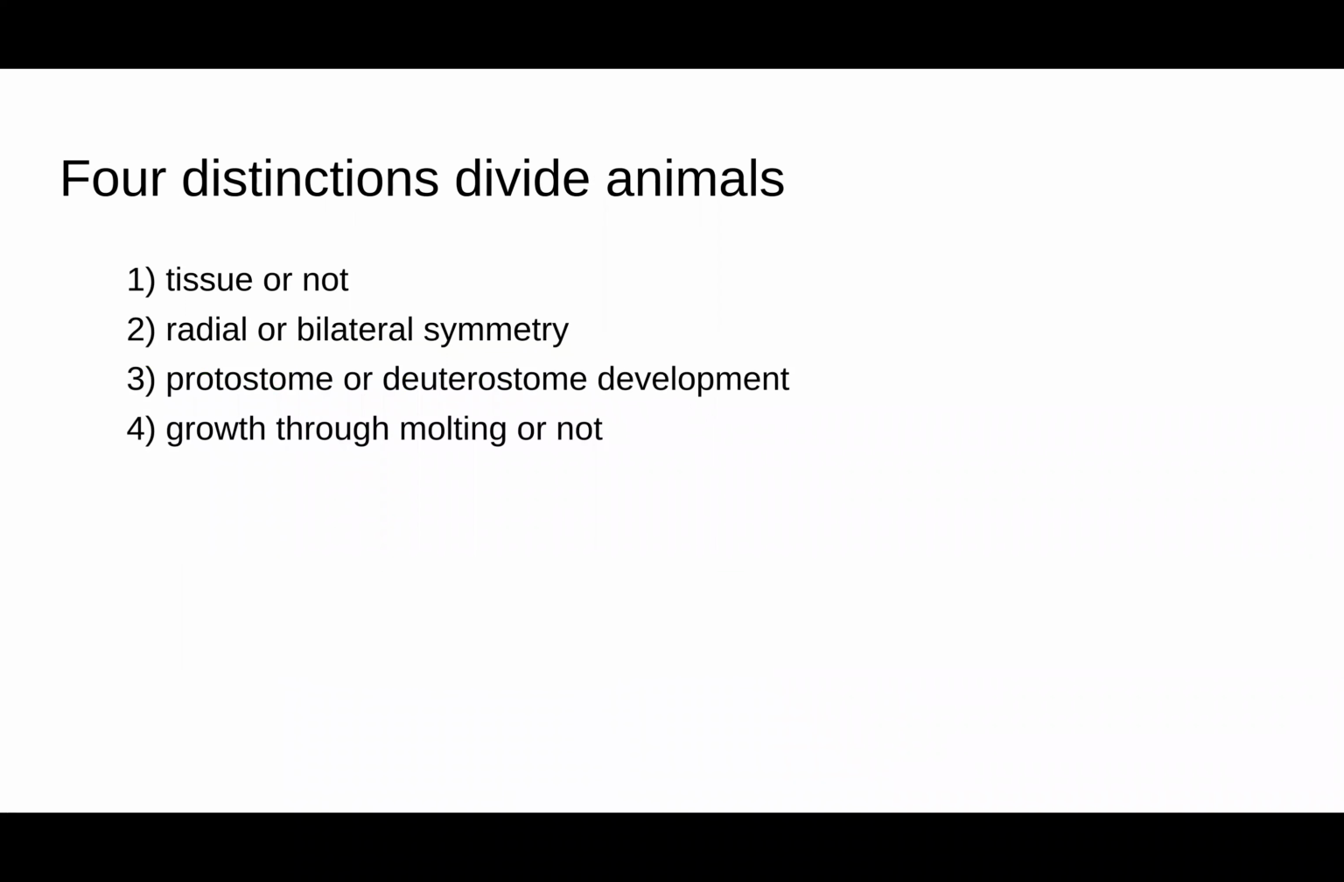And so when we're thinking about our larger groups, this idea of direct versus indirect development is important, but there are four key distinctions we can think about between our animals. The first is, does it have tissue or not? Remember, tissue is a special group of cells that are behaving in a similar manner. Think of muscle tissue: your muscle tissue is behaving and acting together, doing a similar function. You can either have radial or bilateral symmetry, and I'll go through that in a second. You can have protostome or deuterostome development, which is which opening that forms first becomes your butt and which becomes your mouth. And then, do you grow through molting or not?